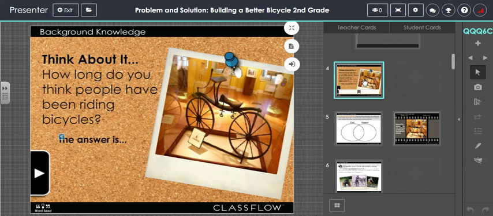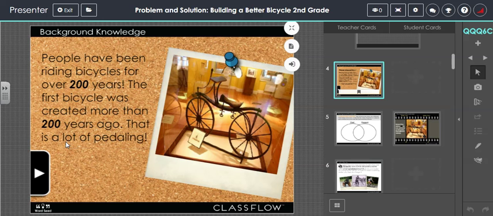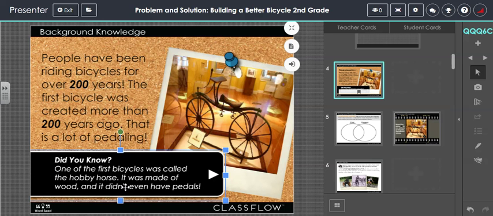So to start this section, we have some background knowledge. How long do you think people have been riding bicycles? And if you click here where it says the answer is, it shows the answer. People have been riding bicycles for over 200 years. And then down here, if you pull this little tab, it pulls out a caption for the photo, just a fun fact about the first bicycle that was called the hobby horse.